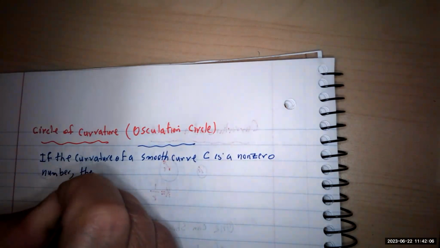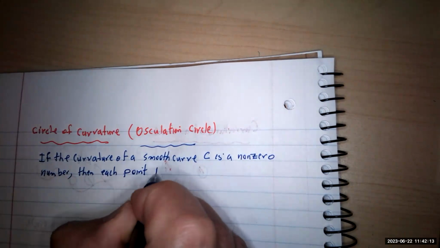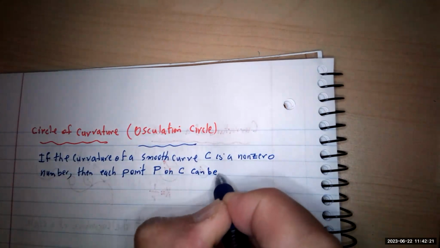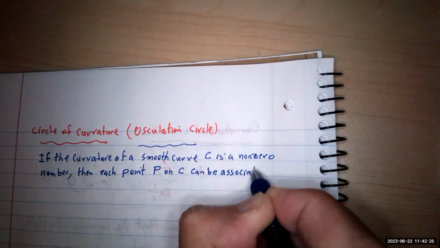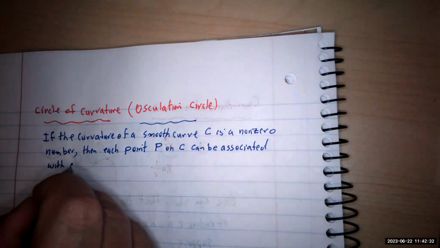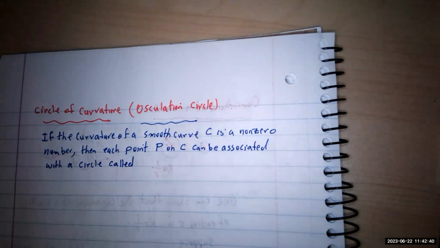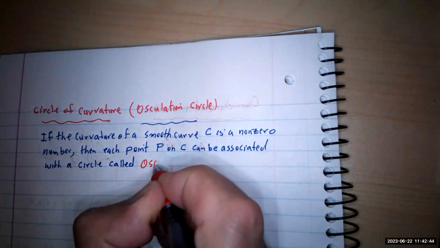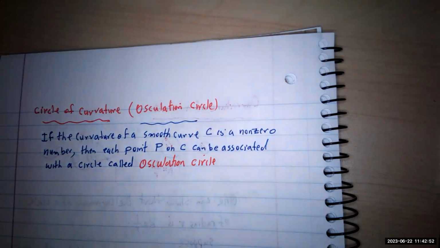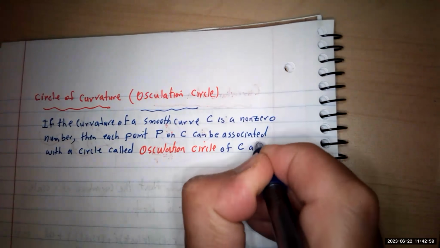Then each point P on the curve C can be associated with a circle that is going to be called the kissing circle or osculating circle, the circle called the osculating circle of the curve C at P.